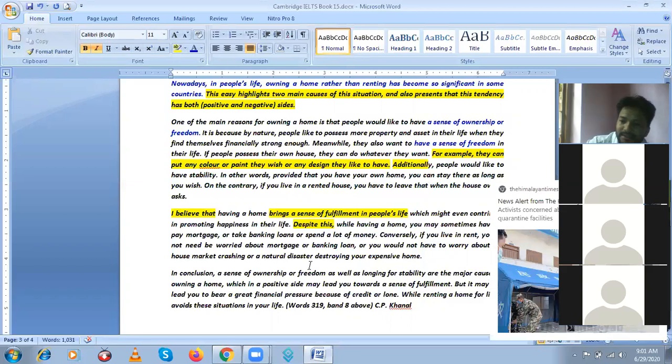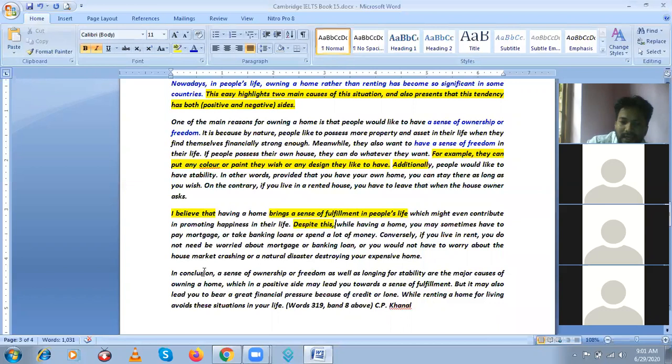So when the house market crashes or a natural disaster destroys your house, at that time you have to bear a great financial crisis. You have to bear all the financial pressure.